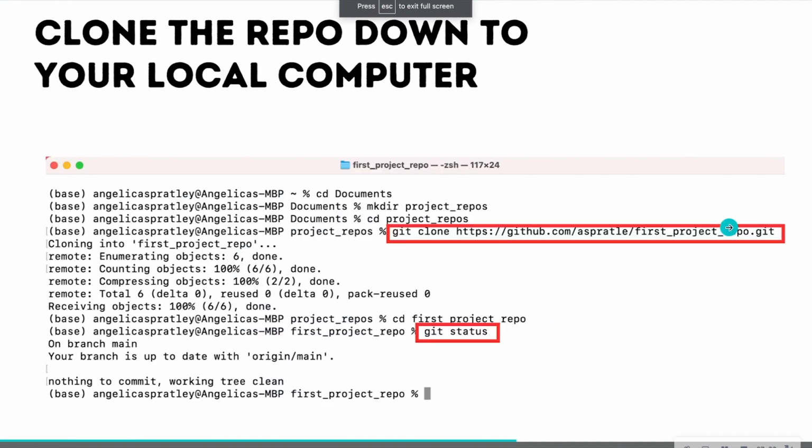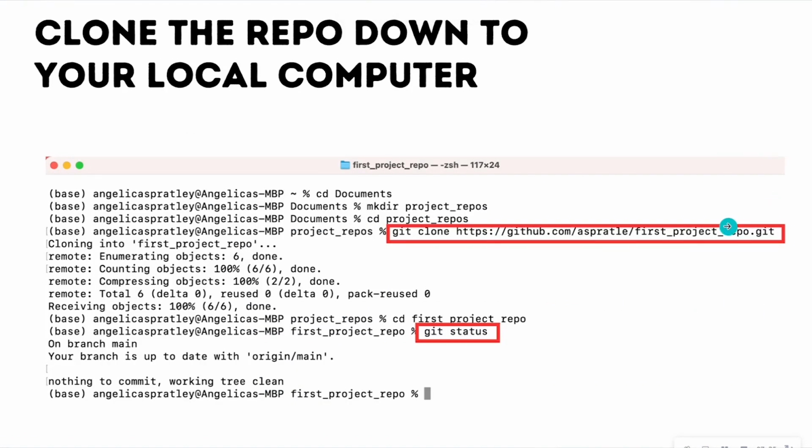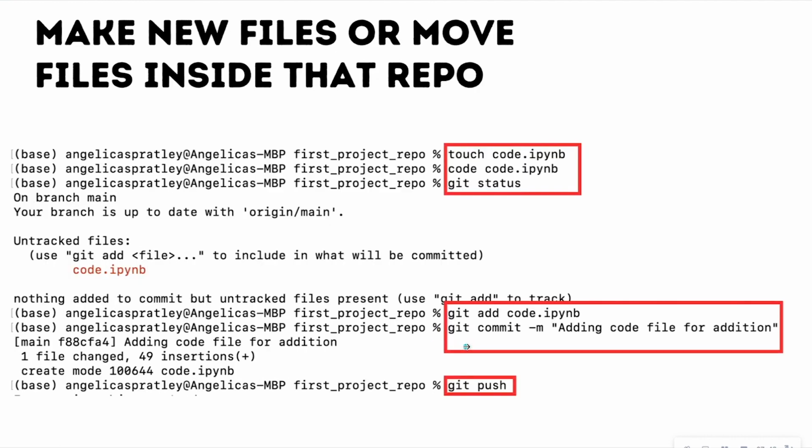So we want to clone it down. So in this case, you navigate into a folder, you do a git clone. Once you do a git clone, you want to change your directory to be that folder again, do a git status, and now you know that you have cloned it down to your local computer. Okay. Same thing, if I wanted to make new files inside of that repo, I'm going to use that touch command.